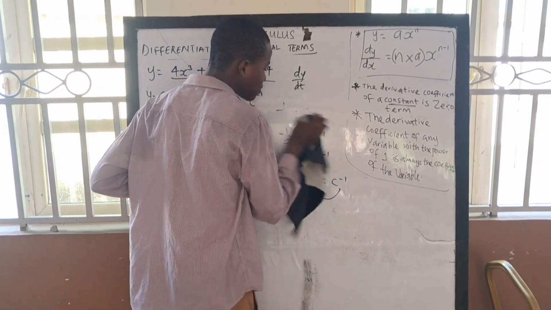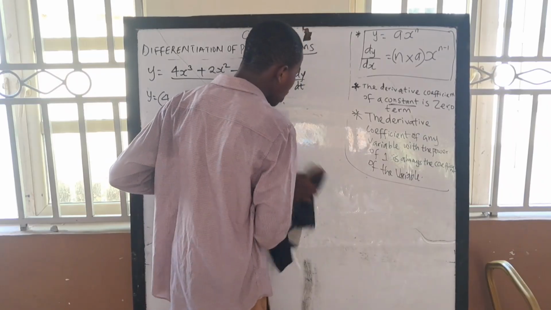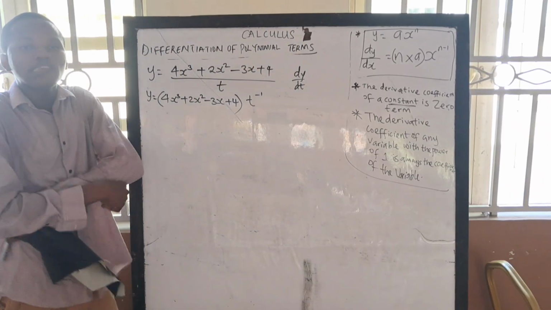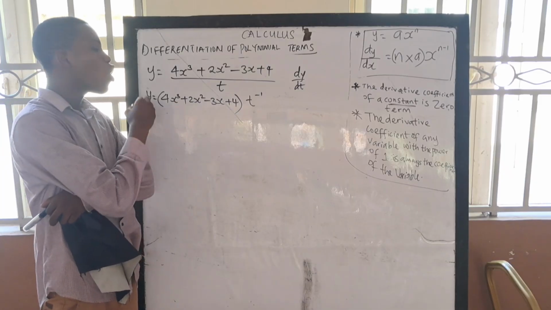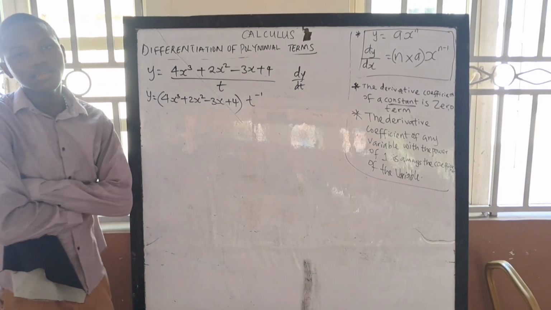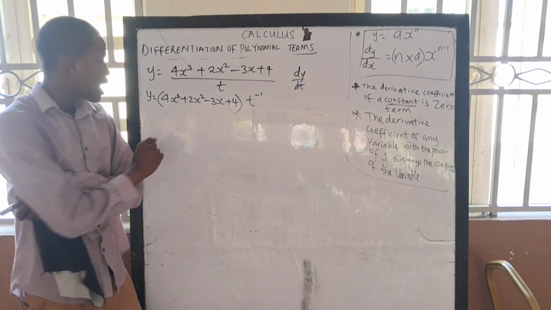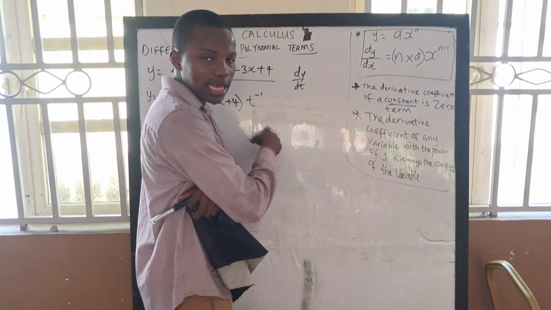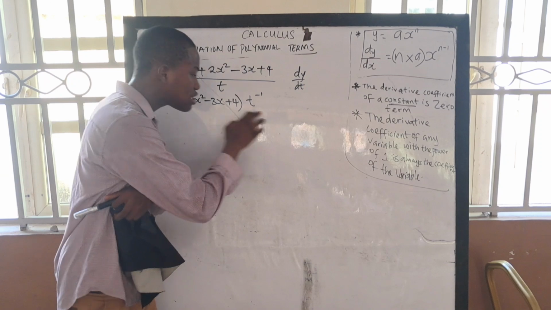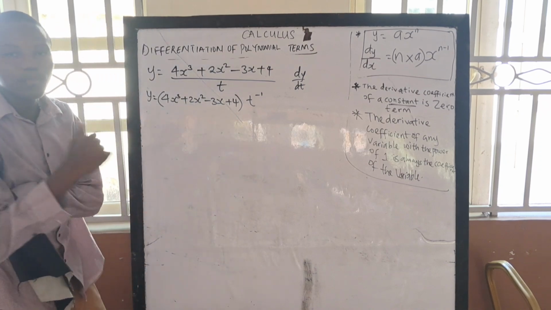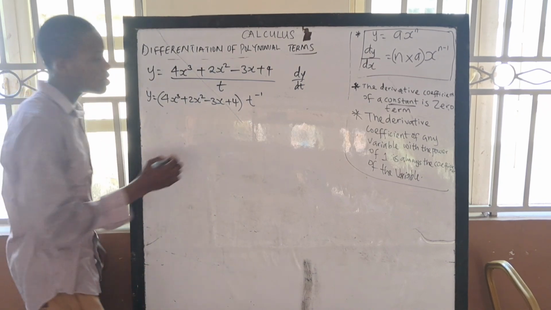Now, knowing this fully, I can do two things. Either I open the bracket, that is, I expand, or I just differentiate it directly. I can do it two ways. Either I open my bracket, then differentiate my final result, or I differentiate it directly. So it depends on you. Now I'll show you the two ways.